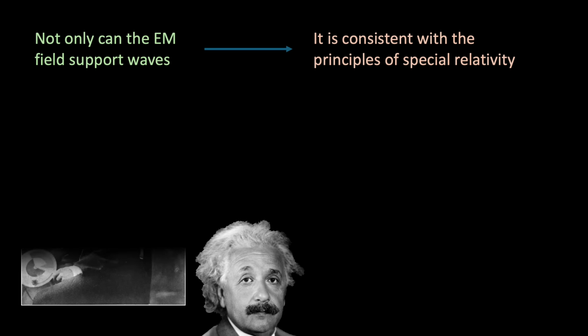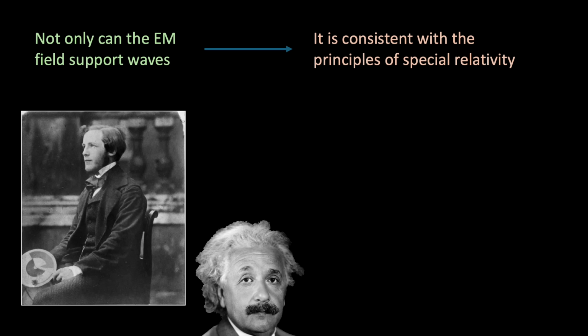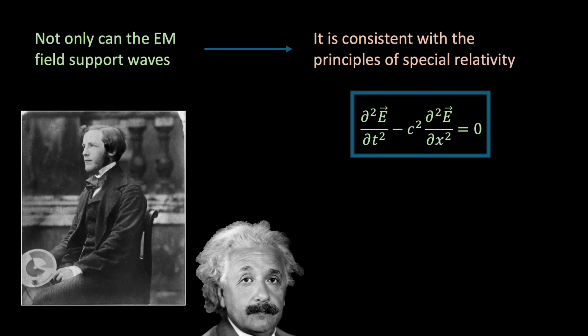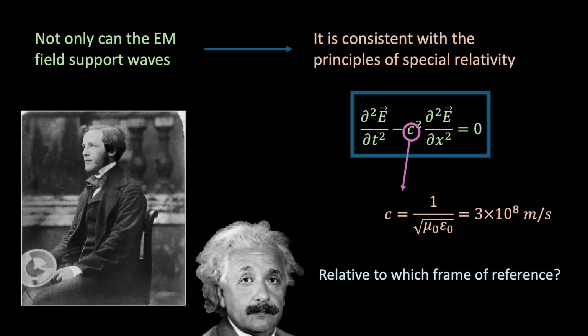In the 19th century, James Clerk Maxwell showed that the equations of electricity and magnetism could be combined to form a characteristic wave equation, one that predicted a wave speed of 300 million meters per second. This remarkable result perfectly matched the recently measured speed of light, leading Maxwell to conclude that light itself is an electromagnetic wave. But this raised a profound question. If light travels at this fixed speed, relative to what frame of reference is that speed measured?